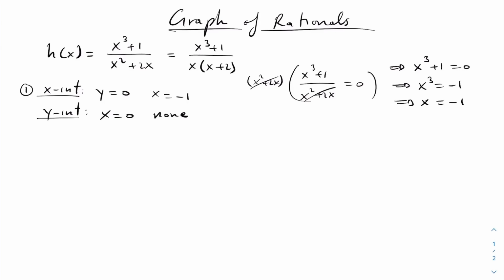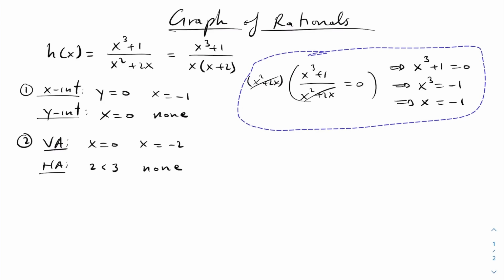Next, we're going to be looking at the asymptotes. And so in this case, your VA, vertical asymptotes, are going to be x equals 0 and x equals negative 2. Also, HA, your horizontal asymptote, since the denominator has a degree of 2, and the numerator has a degree of 3, which is bigger, we will not have any HA. And so therefore, we might have an oblique or slanted asymptote.